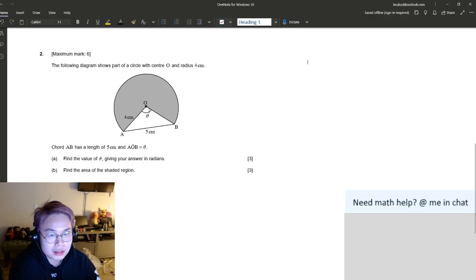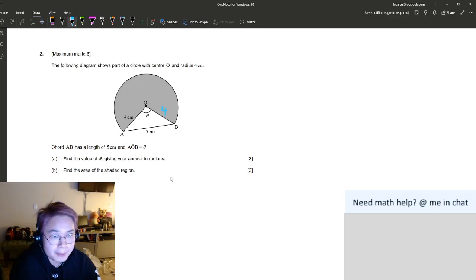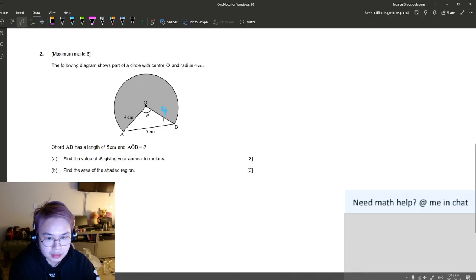Alright. So we have this circle, part of a circle, radius of 4 centimeters. We have this triangle. We have this angle. Then we need to find out the value of theta, and you need to give your answer in radians. One thing is you should probably add in a bit more information. You know that this is a radius, so this is also 4. And if you have 3 sides of a triangle, you can find any of the 3 angles using cosine law.